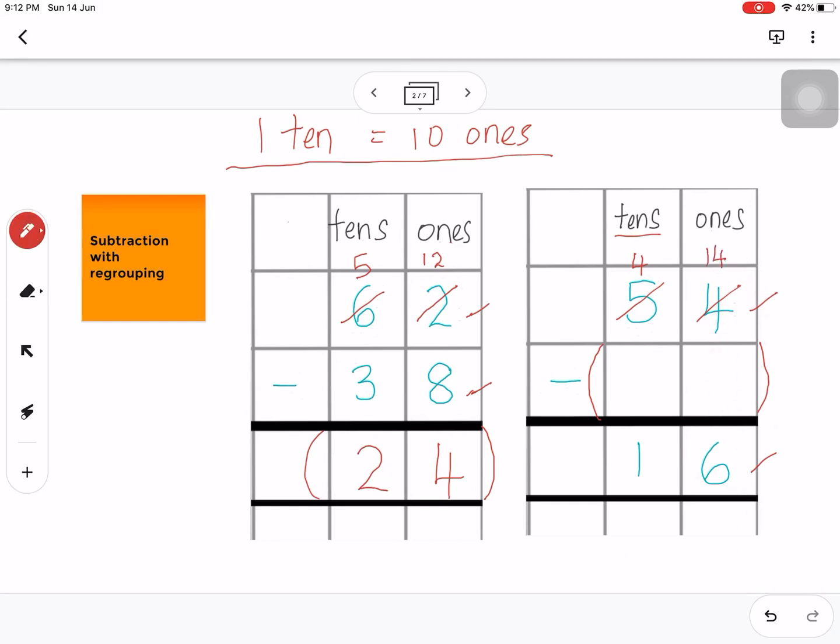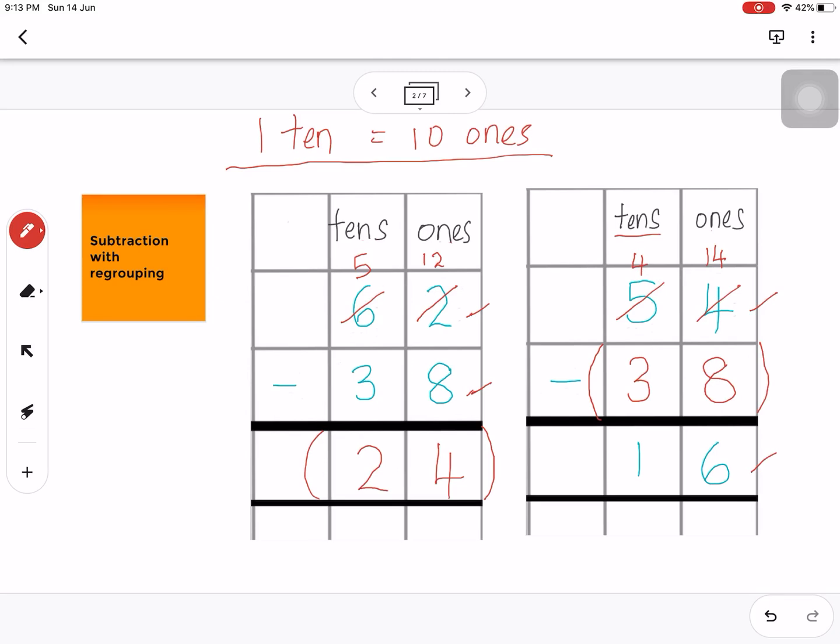So 14 minus 6. Keep 14 in your mind, take away 6 steps. Go back 6 steps: 14, 13, 12, 11, 10, 9, 8. So the answer is 8. 14 minus 6 is equal to 8. And then now we use 4 minus 1. Not 5, no more 5 because we already borrowed 1. We only have 4 left here. So 4 minus 1. 4 count back 1 step will be 3. So the answer is 38. 54 minus 38 is equal to 16.